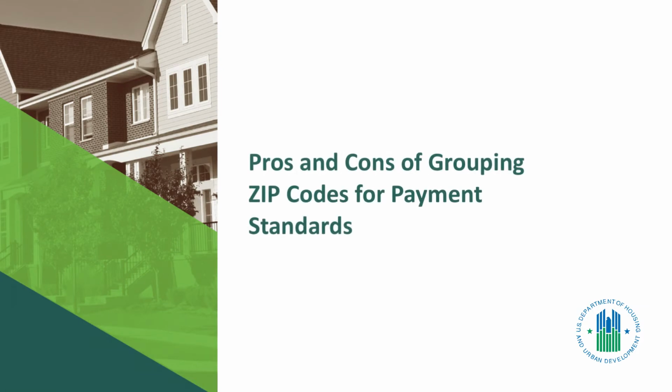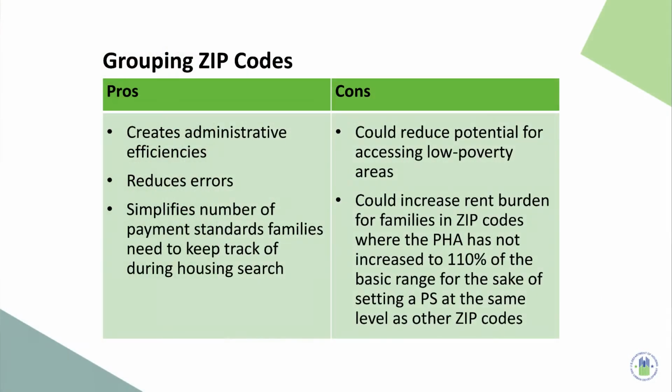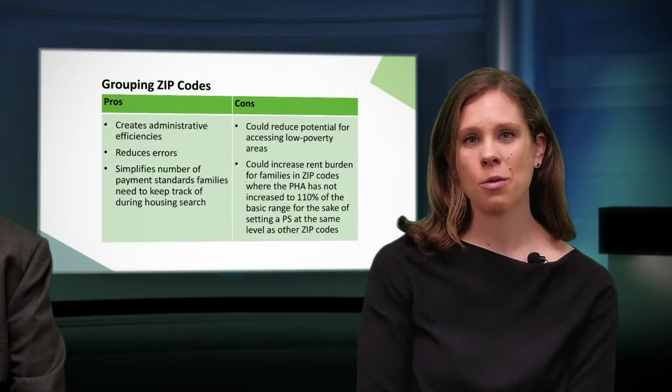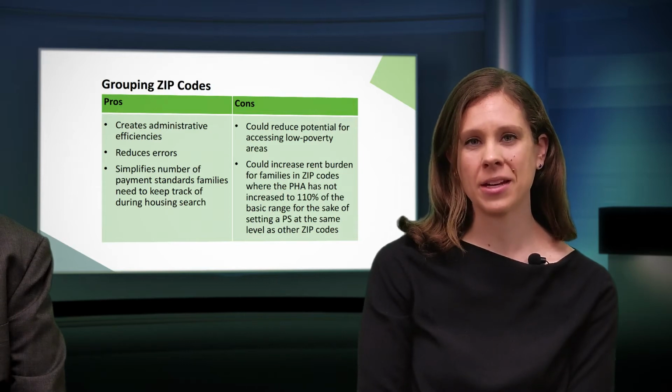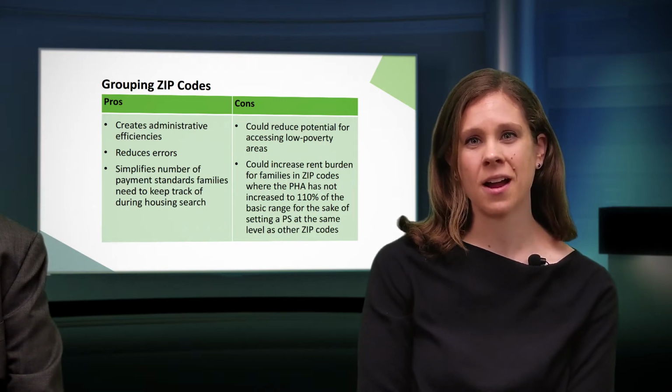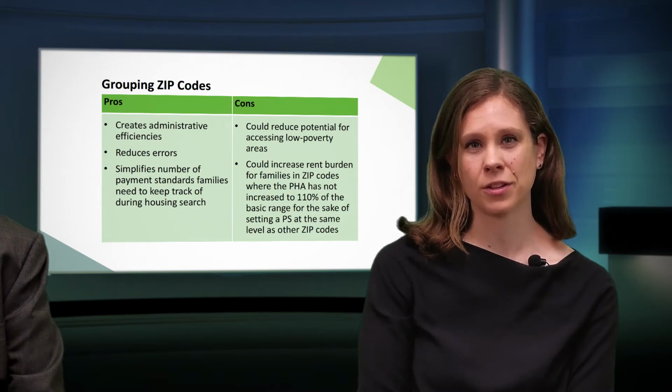PHAs considering grouping zip codes will want to consider potential programmatic and administrative advantages and disadvantages of the approach. Small area FMRs are based on zip codes, which are administrative areas that may not accurately reflect neighborhood boundaries or rental markets. When thinking about whether or not to group zip codes, PHAs may want to consider how well zip code boundaries reflect their local understanding of neighborhoods and the rental market dynamics in their community.